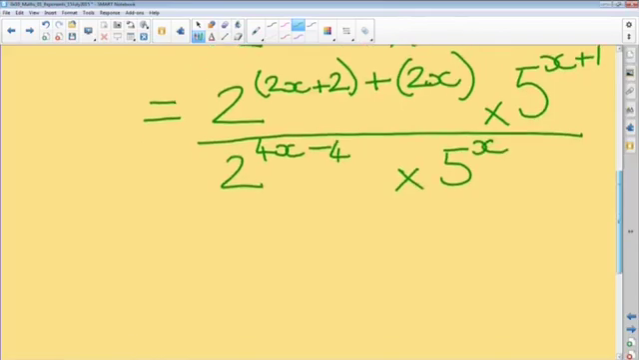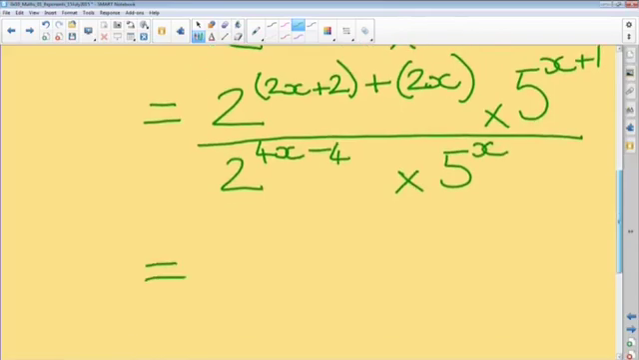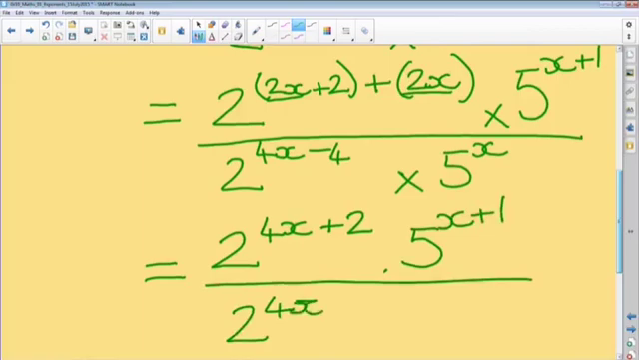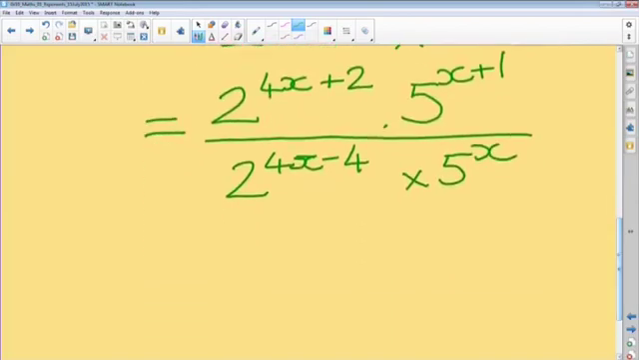I'm going to simplify the top because it's a little bit ugly. So I've got, what is 2x plus 2x? It's 4x plus 2. And times by 5 to the power of x plus 1, all over 2 to the power of 4x minus 4, let's put the x in, and minus 4, times by 5 to the power of x. Okay, now I'm going to bring all of the exponents up to the same level because it just makes me feel better, and maths is all about making you feel good.